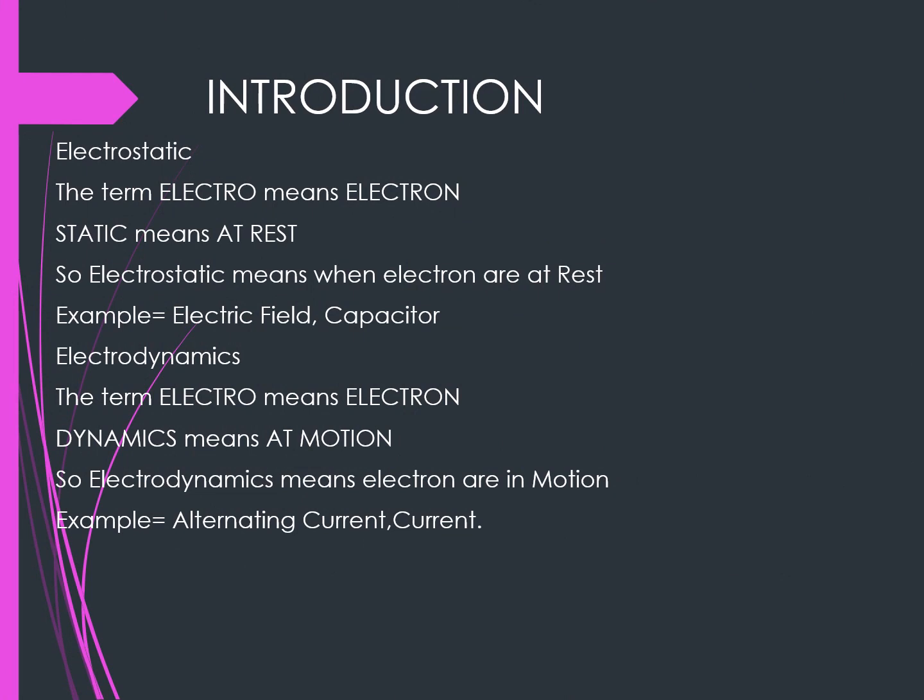Electrostatic. The term electro means electron, static means rest. When electrons are at rest, it is known as electrostatic. Electrodynamics. When electrons are in motion, then it is electrodynamics. Example for electrodynamics is current AC. The example for electrostatic is electric field.